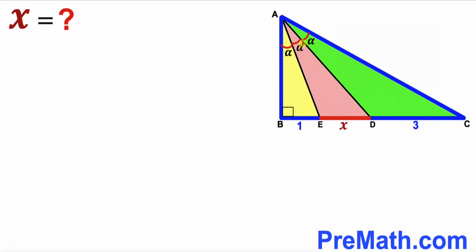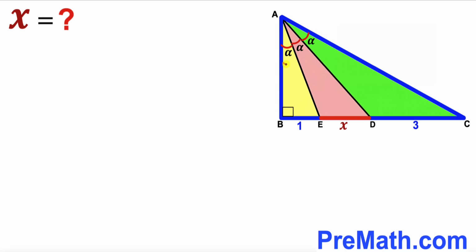Welcome to PreMath. In this video, we have got this blue right triangle ABC along with these line segments AD and AE, as you can see in this given diagram. And as a result, we end up with these three triangles: this yellow shaded triangle, this pink shaded triangle, and finally this green shaded triangle.